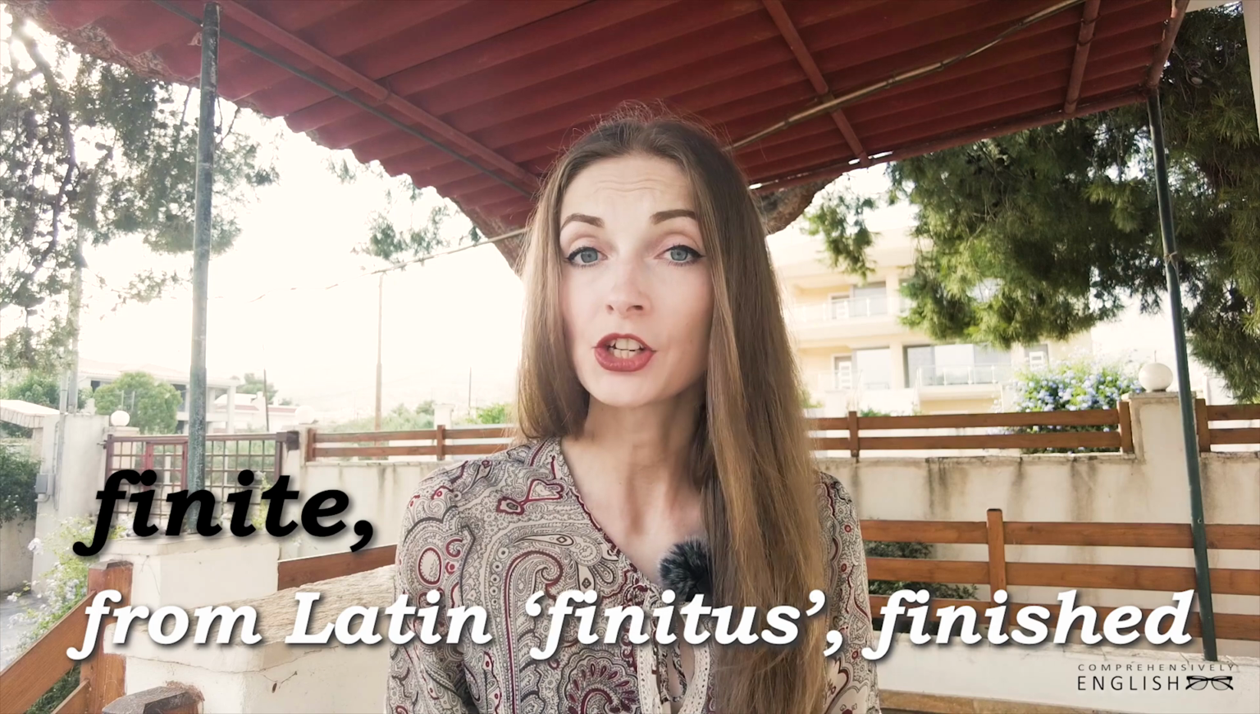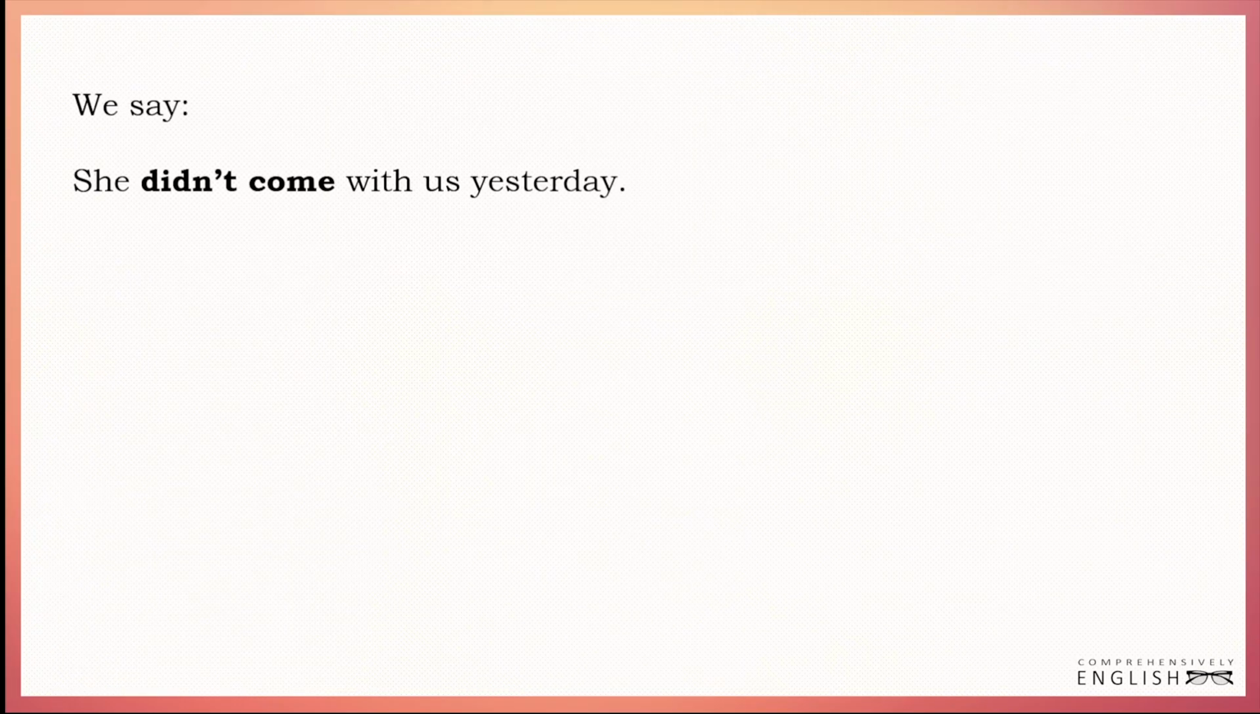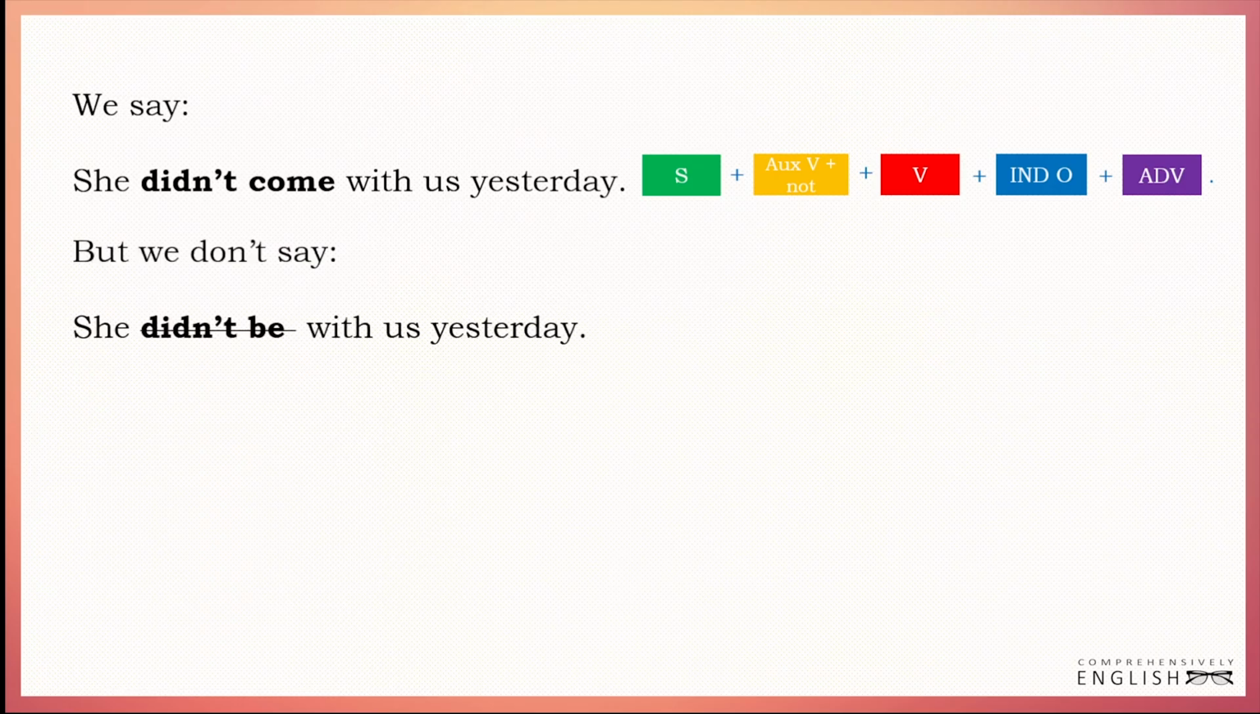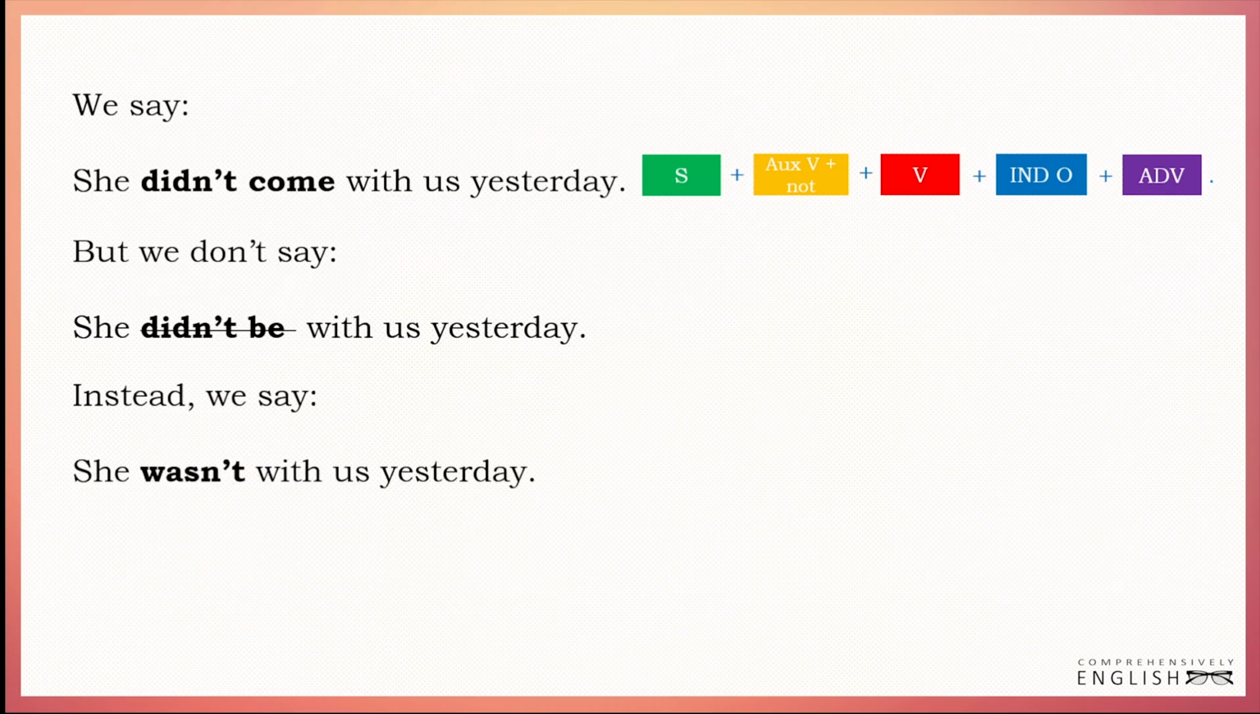They are called finite, from Latin finitus, finished, because their forms are somewhat finished. These verbs follow their own patterns with unique forms for each person, singular and plural, in present and past tenses. And you have to learn those forms by heart. We say, she didn't come with us yesterday. Subject, auxiliary verb plus not, verb, indirect object, adverbial modifier. But we don't say, she didn't be with us yesterday, do we? Of course we don't. Instead, we say, she wasn't with us yesterday.